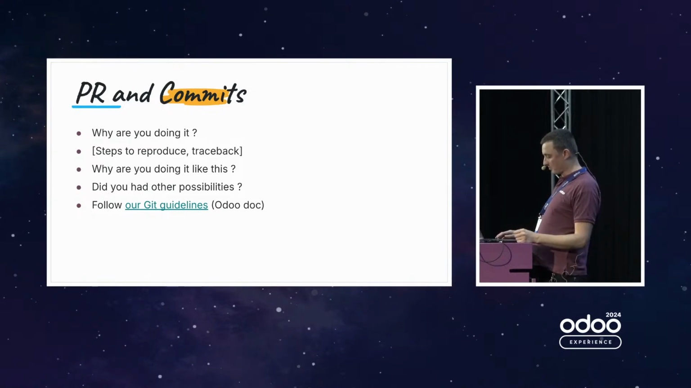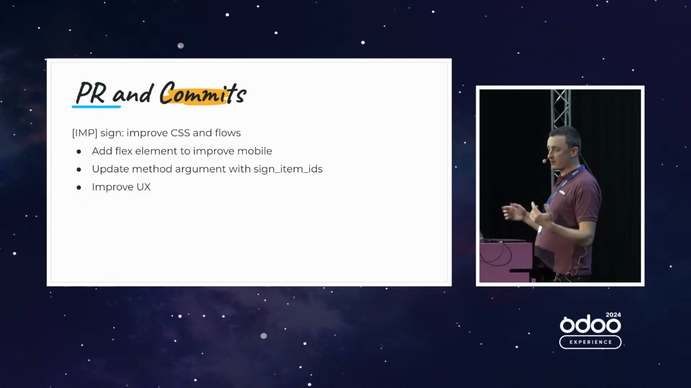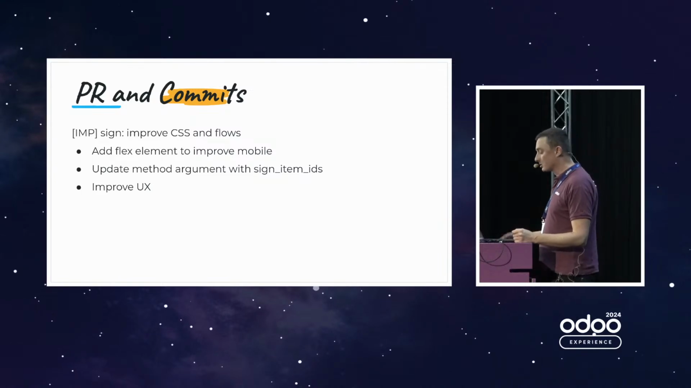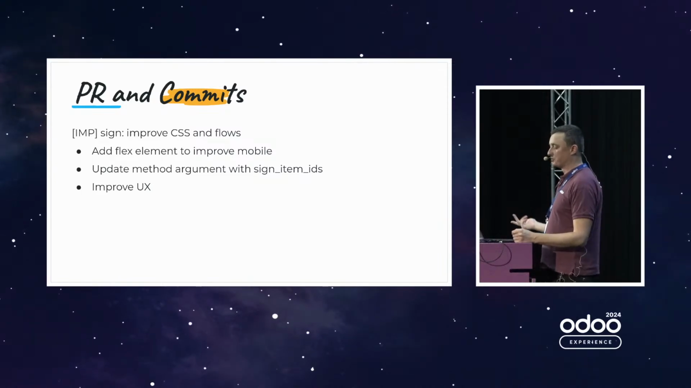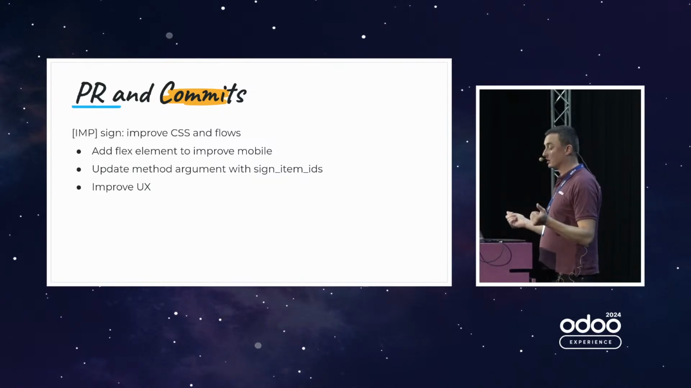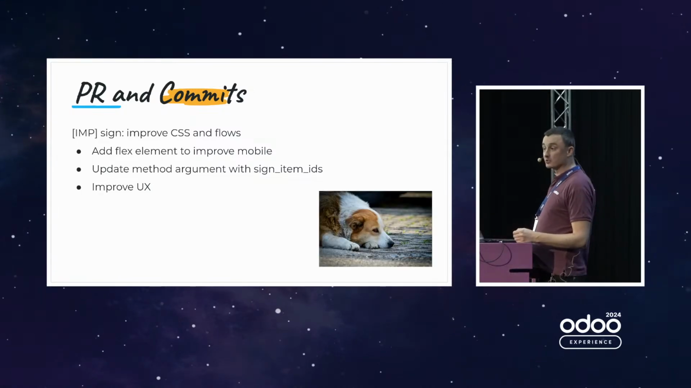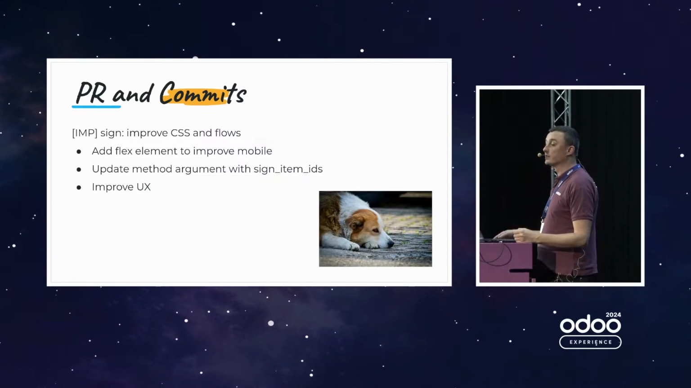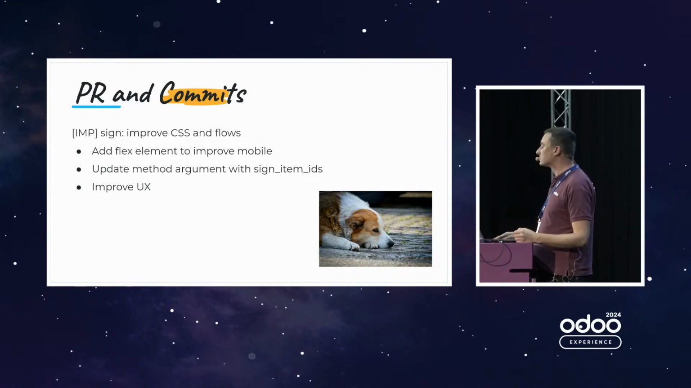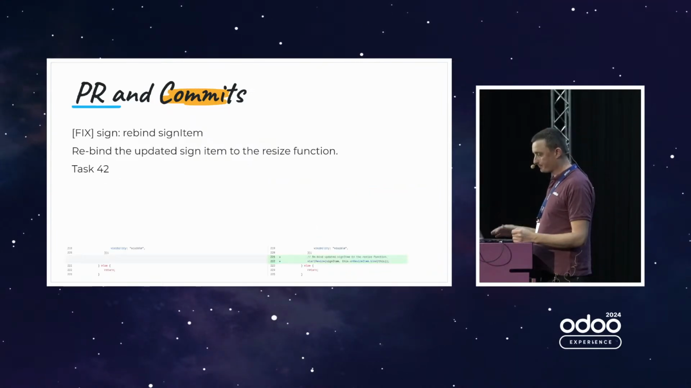We also have some Git guidelines in the documentation. So here I have a few examples. For example, here I have a signed commit. We improve the CSS and the flows. We have three changes in the elements in the UX. It's really a bad commit message because it's only explaining what we are doing. But if you read the code, you understand what is going on. So it brings no information. It's really a poor commit message.